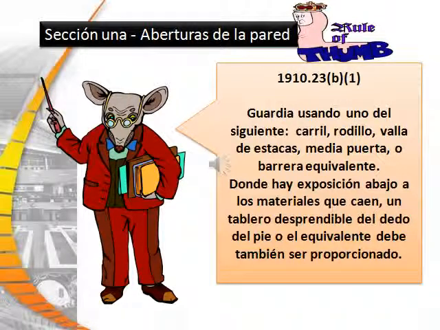The standard allows guarding in one of the following manners: using a rail, a roller, a picket fence, a half door, or an equivalent barrier. Where there's an exposure below to falling materials, a removable toe board or equivalent must be provided.